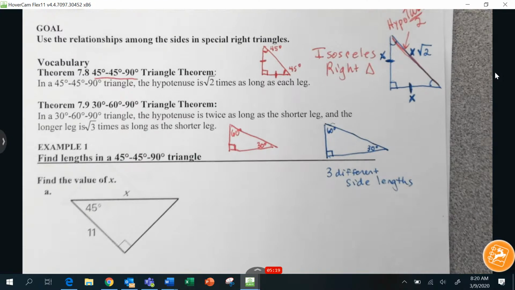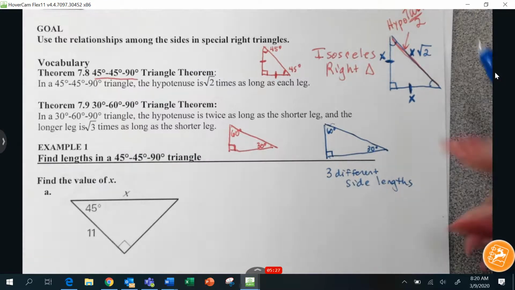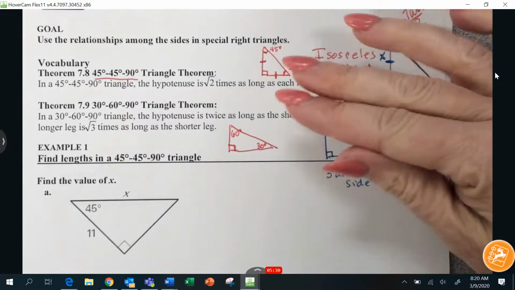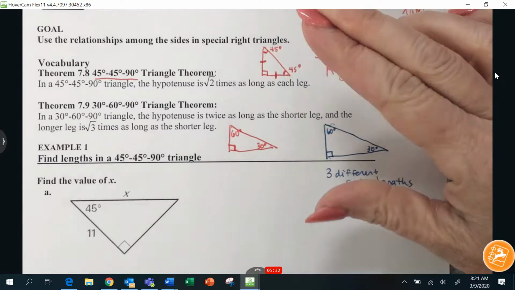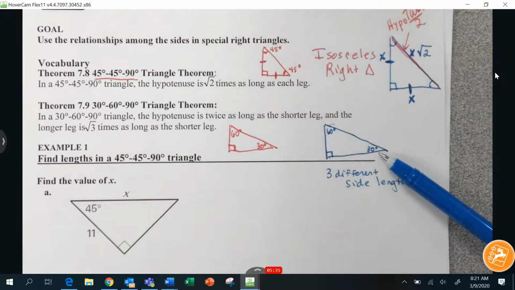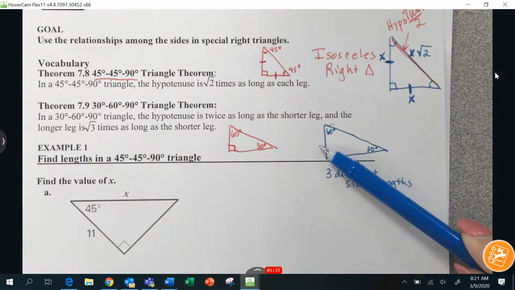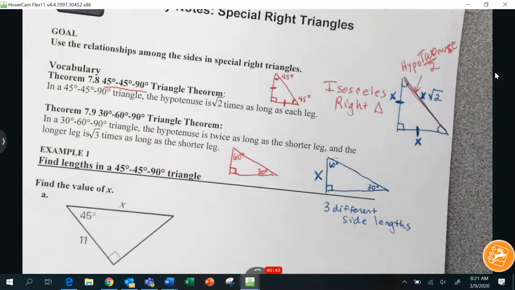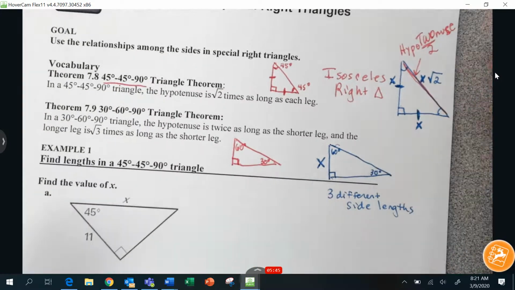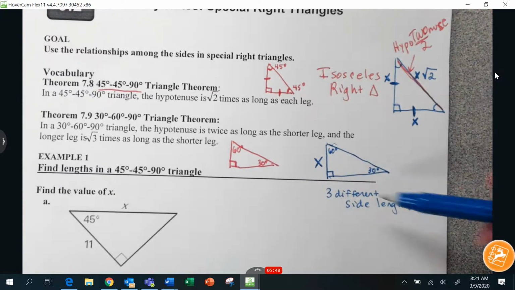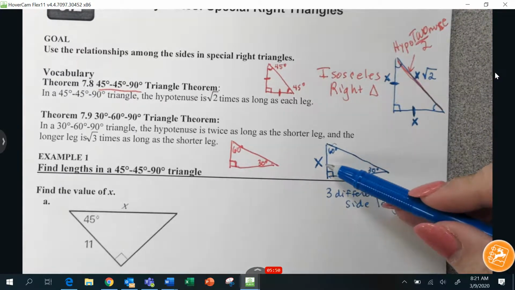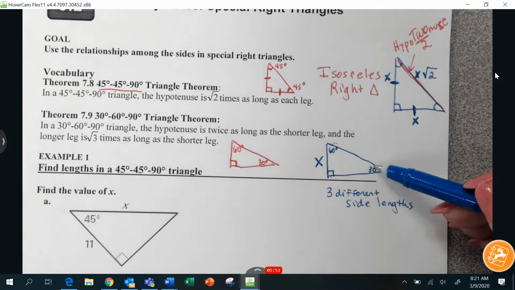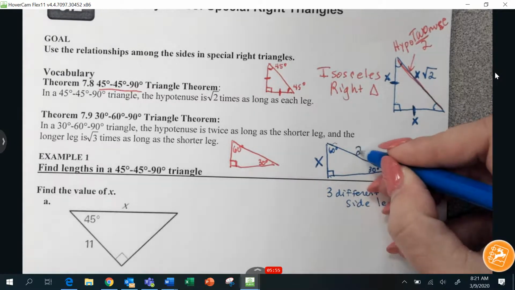Depending on how good I draw my picture, you may or may not be able to find the shortest side. Shortest side is always opposite 30 degrees. Remember, the smaller the angle across from it, it's going to determine how big the side is. So my smallest angle is 30. Opposite that is going to be my shortest side. I'm going to call the shortest side x. This could be any number. But what's really awesome is if I know this one side length, I can tell you the hypotenuse is 2x.